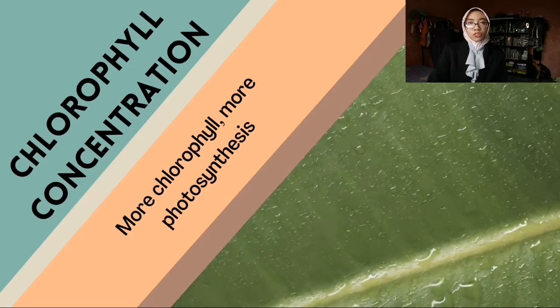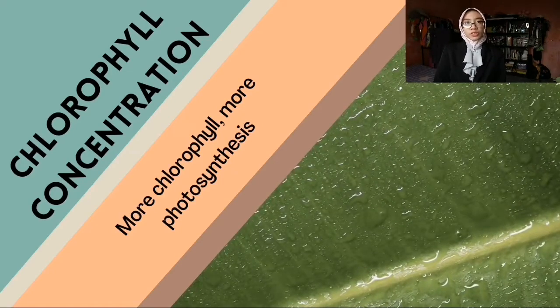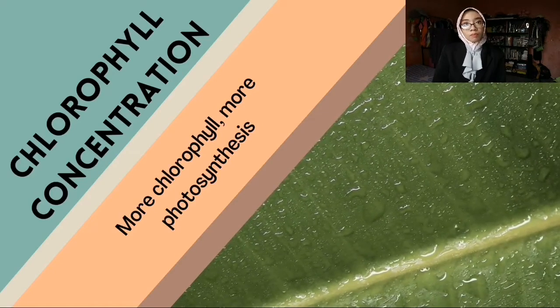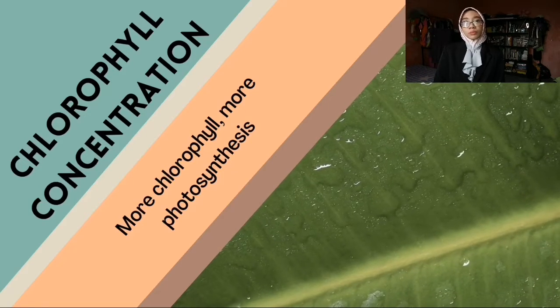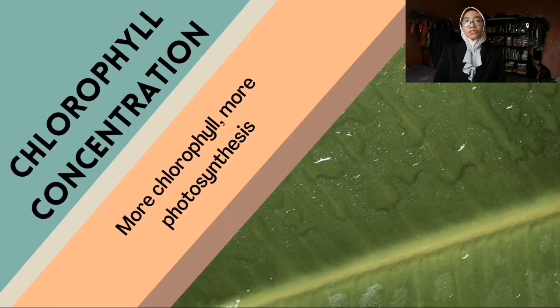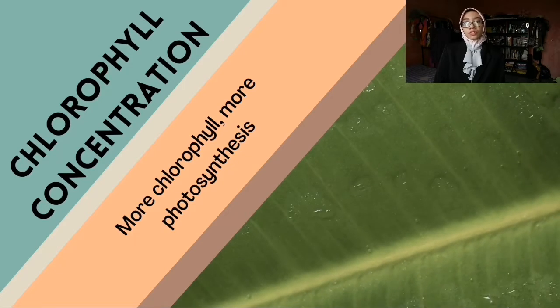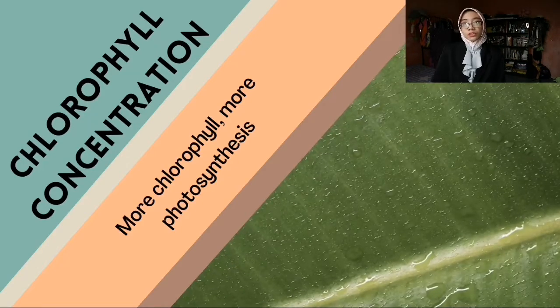Last, we have chlorophyll concentration. If there is more chlorophyll, there will be more photosynthesis. Even so, when the plants are infected, the amount of chlorophyll will be reduced. This will cause the leaf to turn yellowish as the rate of photosynthesis is reduced.